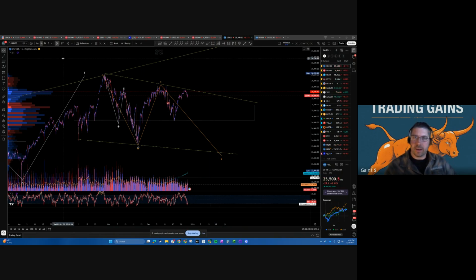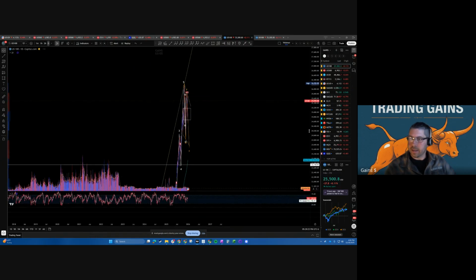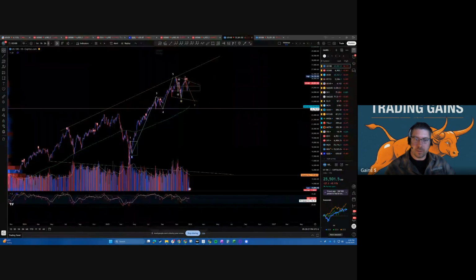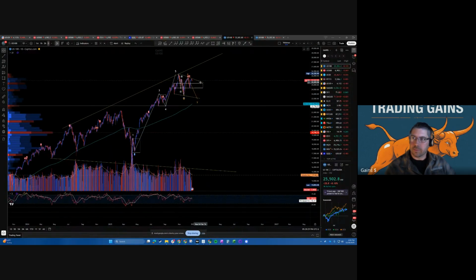The only other thing that I think is a pretty big flag, no pun intended, is that at the weekly level, this A13 here, this is a pretty big weekly.